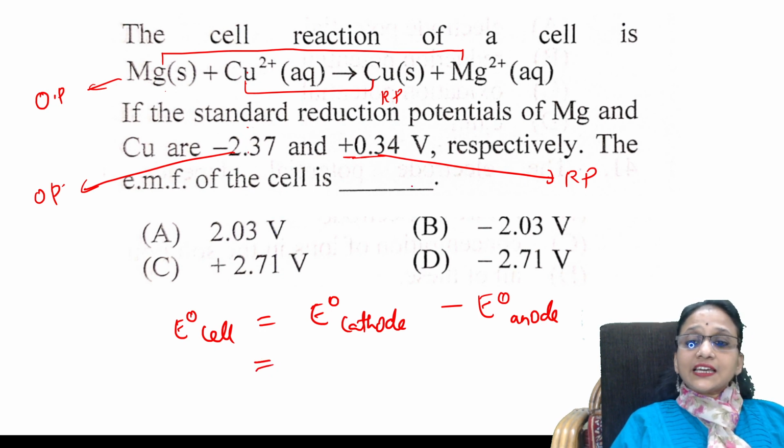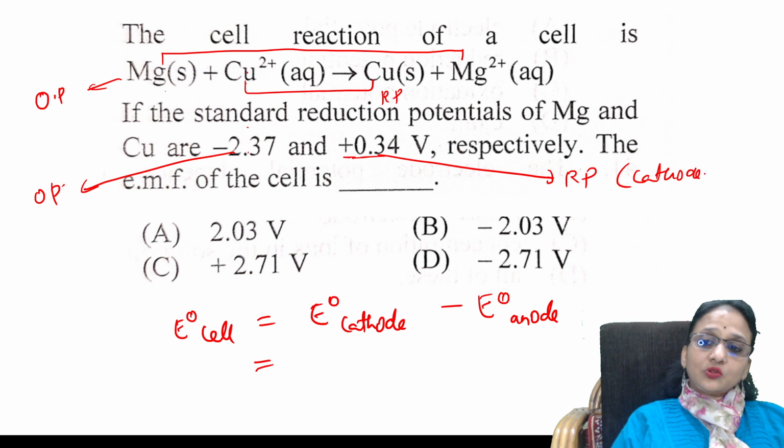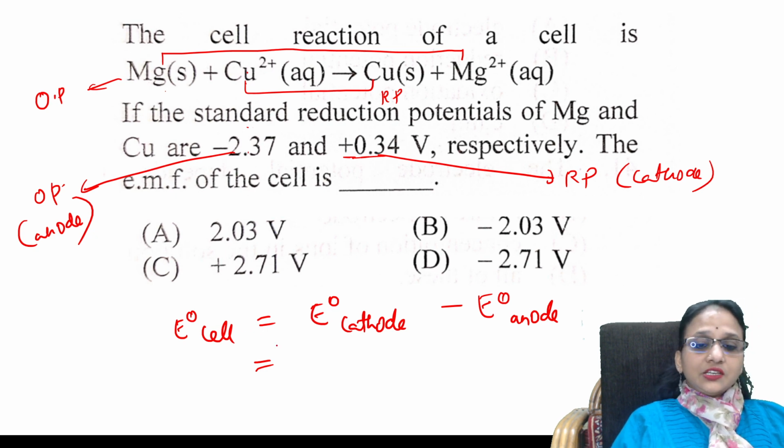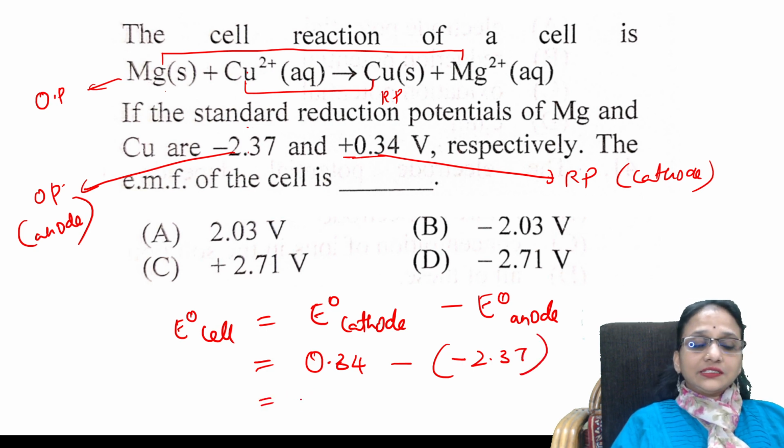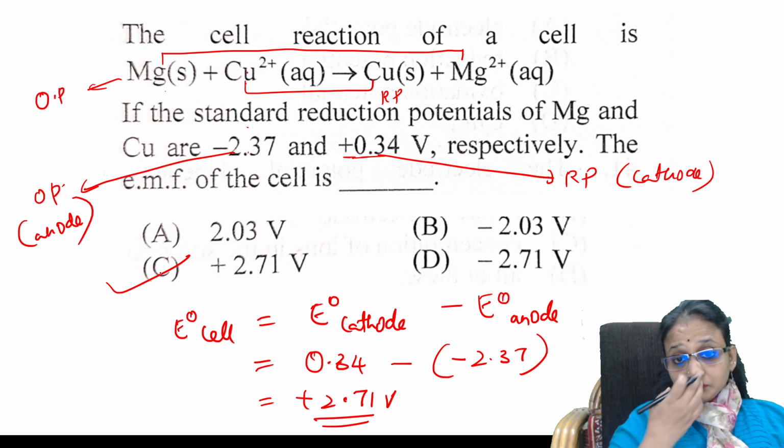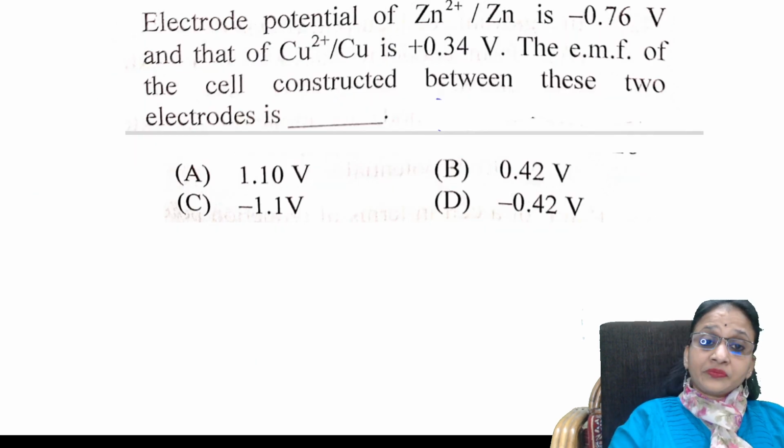So E naught cathode, what is that? It is nothing but reduction potential of the cathode. This is oxidation potential. This is anode. Subtract that, right? 0.34 minus of minus 2.37. How much is the answer? Yeah, the answer will come around plus 2.71. Take it. Easy. One more sum.